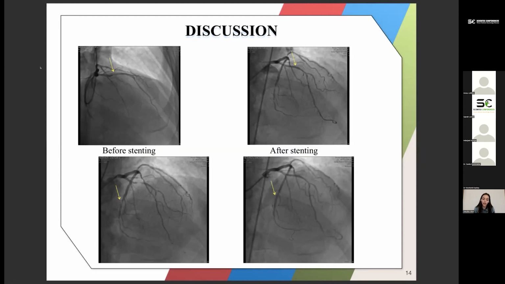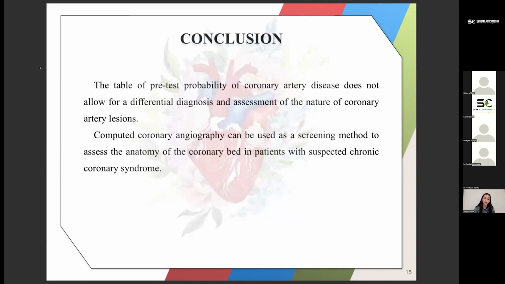In 4 cases with a low pretest probability, coronary atherosclerosis was detected, requiring treatment. In 28% of cases, transient depression of the STT segment was not confirmed by findings on computed coronary angiography and was due to microvascular lesions of the coronary arteries, and in 1 case, mitral valve prolapse. Thus, the table of pretest probability of chronic coronary syndrome does not allow differential diagnosis and evaluation of the nature of coronary artery manifestation in accordance with the result of computed tomographic coronary angiography.